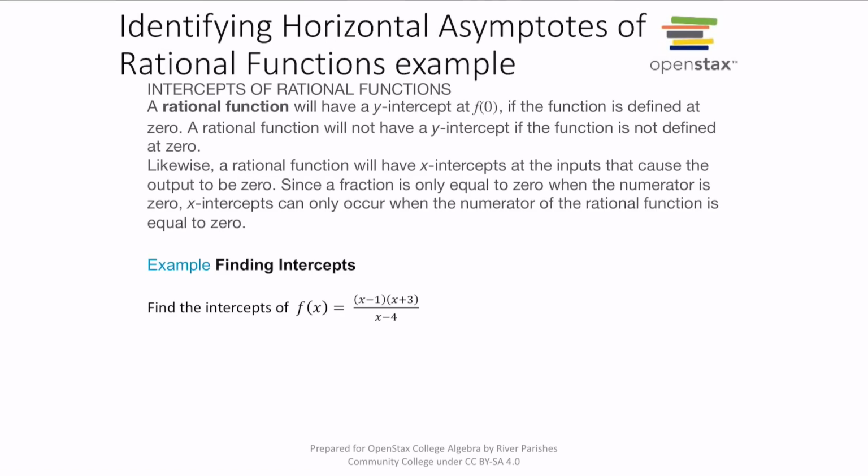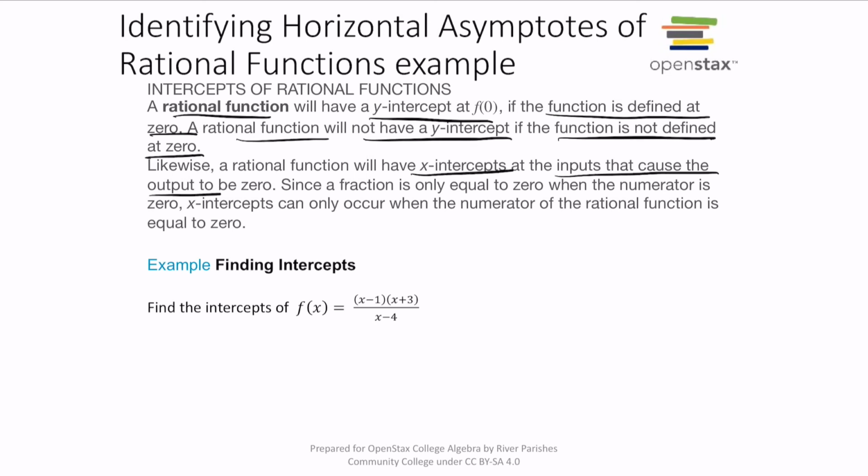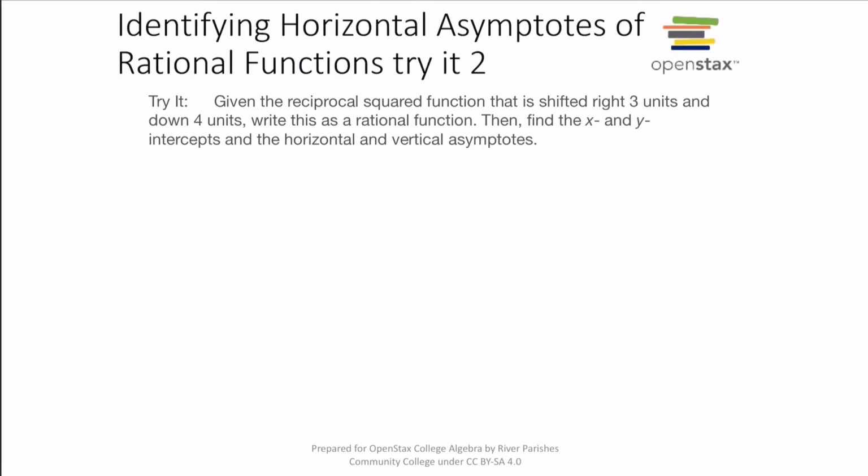So now let's find out the intercepts. A rational function will have a y-intercept at f of x equal to 0, if the function is defined at 0. A rational function will not have a y-intercept if the function is not defined at 0. Likewise, a rational function will have x-intercepts at the inputs that cause the output to be 0. Since a fraction is only equal to 0 when the numerator is 0, x-intercepts can only occur when the numerator of the function is equal to 0.